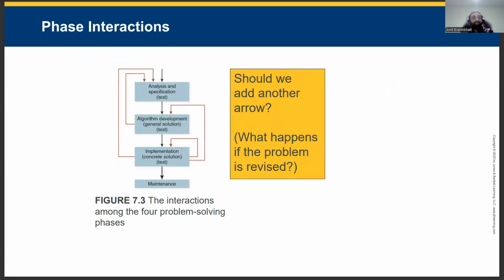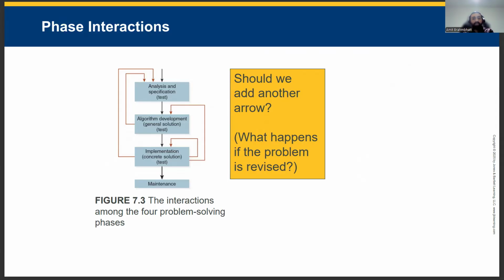Phase interactions. This slide focuses on how the four phases of the computer problem-solving process interact with each other. While the phases, analysis, algorithm development, implementation, and maintenance, are listed sequentially, real projects rarely progress in a straight line. The diagram shows arrows looping back because changes in one phase often require revisiting an earlier step.